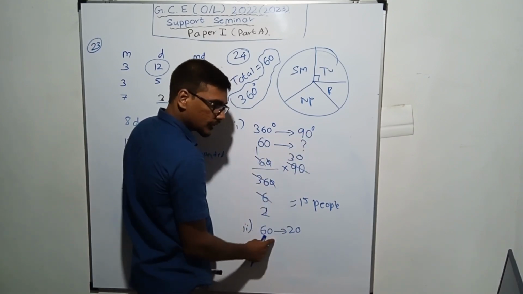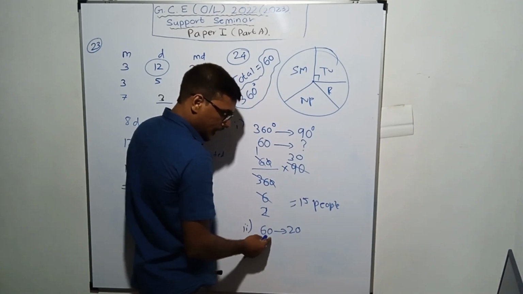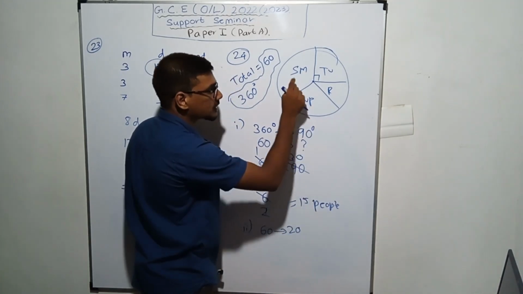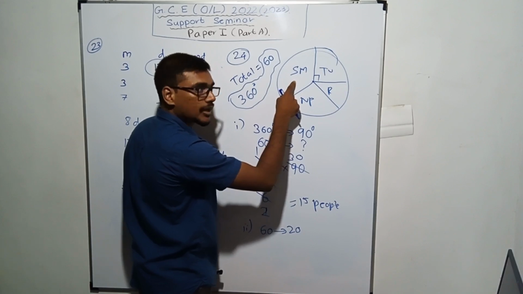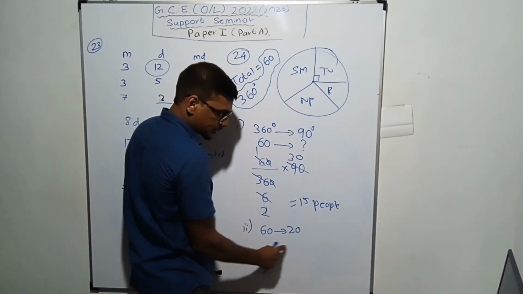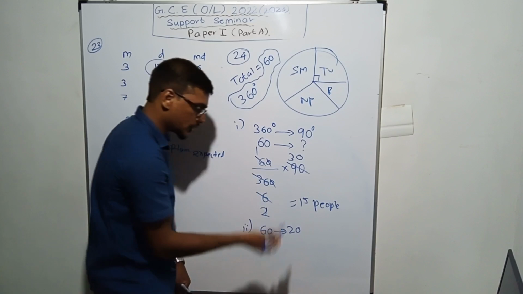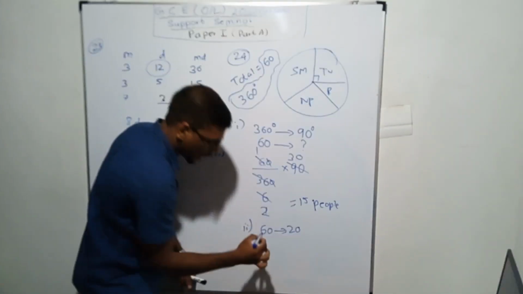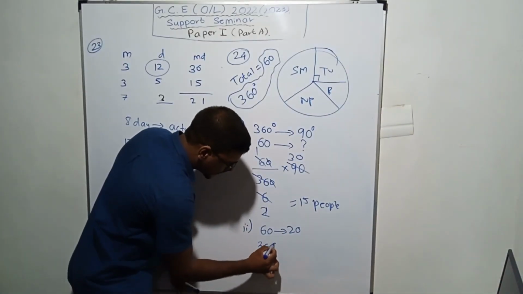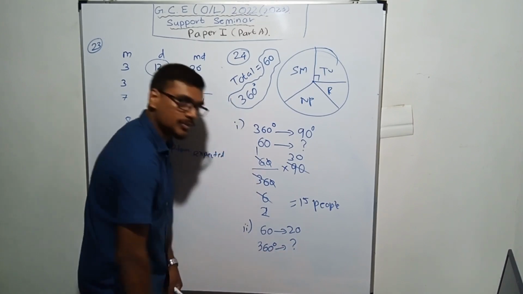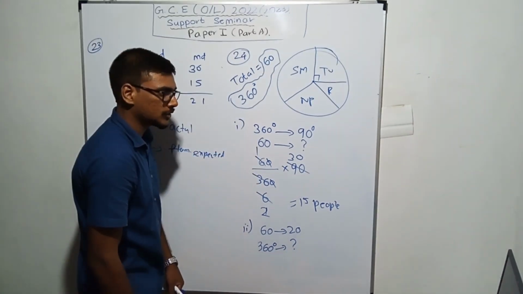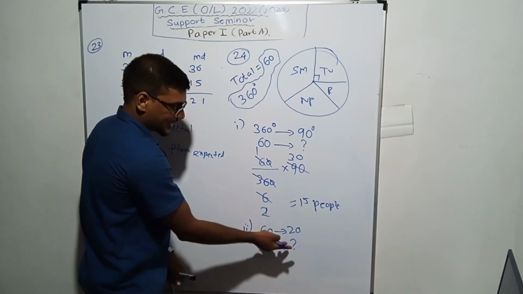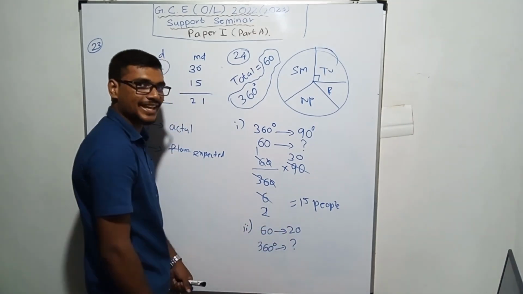Now, here what they have given, we know the total number of people, and they have given the number of people related to social media. So, out of 60, 20 people, we have to find the angle. Out of 360 degrees, what will be the angle?